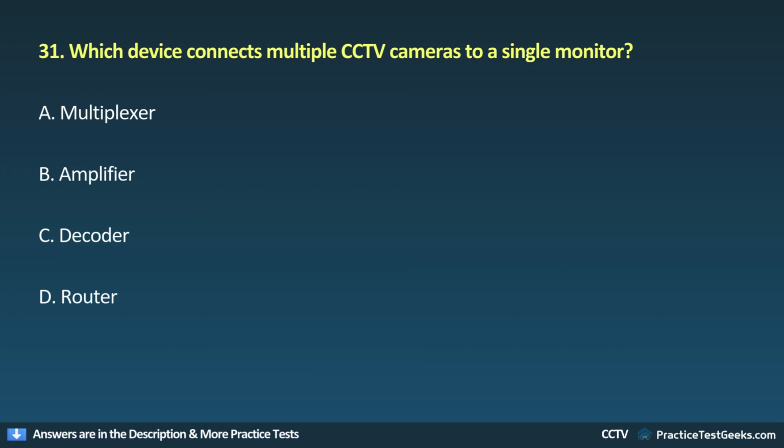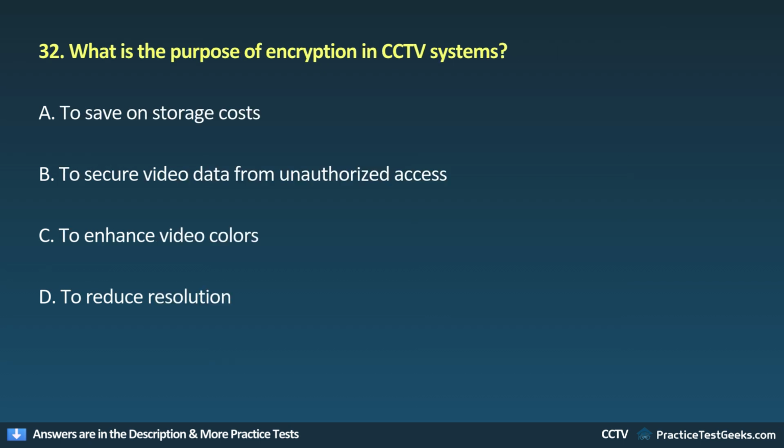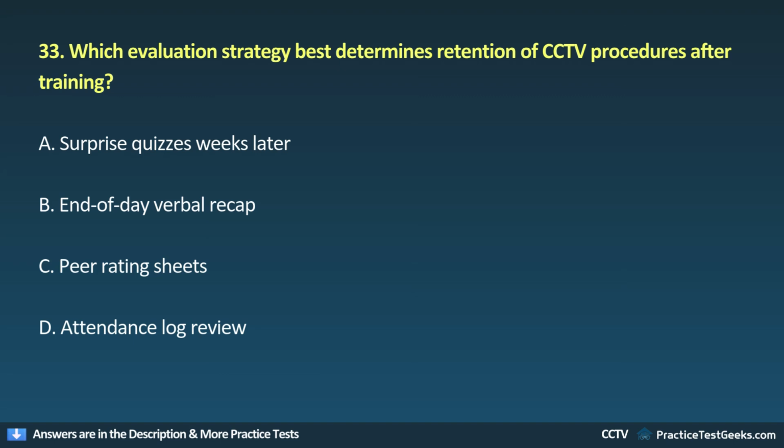A. Multiplexer. B. Amplifier. C. Decoder. D. Router. 32. What is the purpose of encryption in CCTV systems? A. To save on storage costs. B. To secure video data from unauthorized access. C. To enhance video colors. D. To reduce resolution.